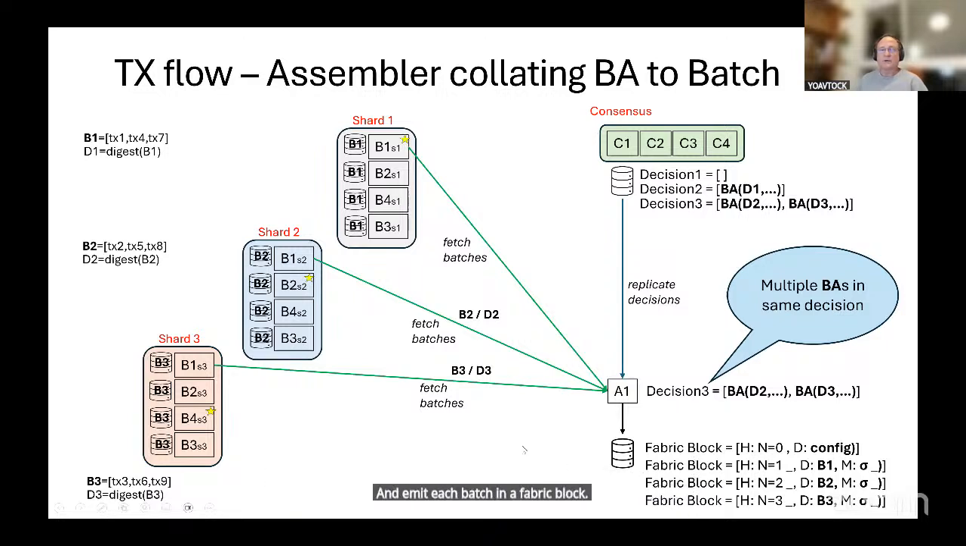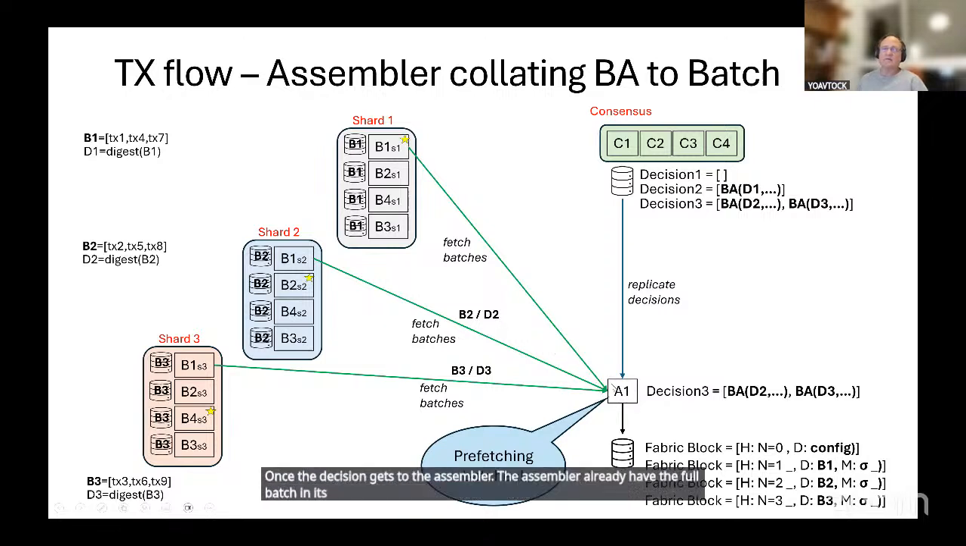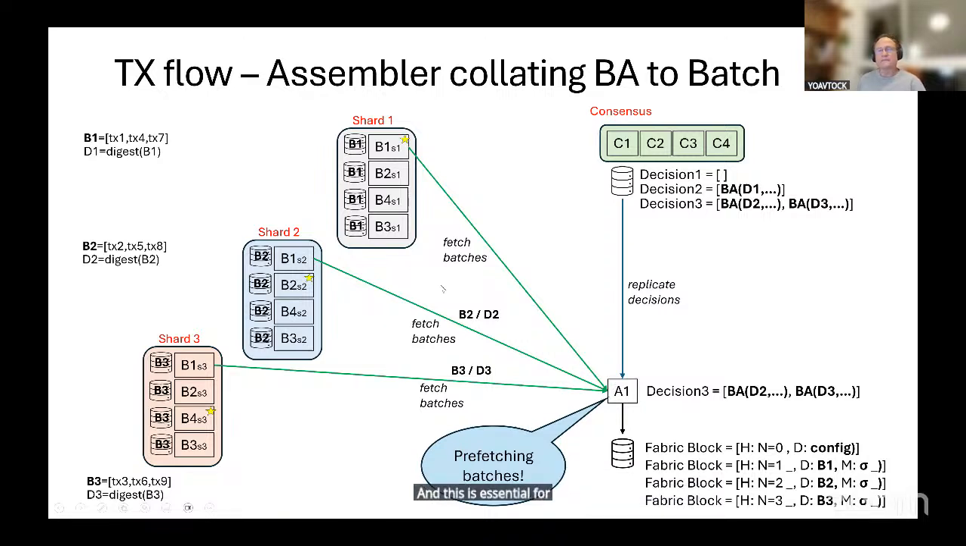Now, it's important to emphasize that the assembler, even though it looks simple, takes the digest and then has to go to the batch and fetch it. For performance, it does prefetching of batches. So in practice, once the decision gets to the assembler, it already has the full batch in its prefetch buffer memory. And this is essential for performance.